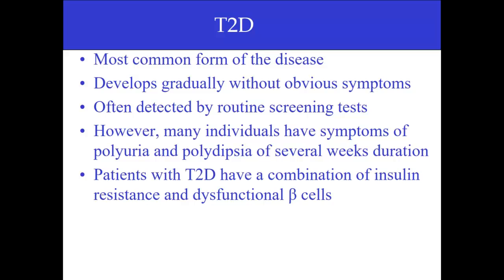However, many individuals will have some symptoms before discovering that they have diabetes. So what do these type 2 diabetes patients have? They have a combination of insulin resistance and dysfunctional beta cells. So the body is not responding to insulin, and the beta cells are not well enough to make enough insulin.